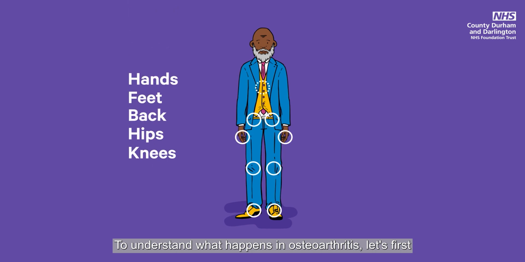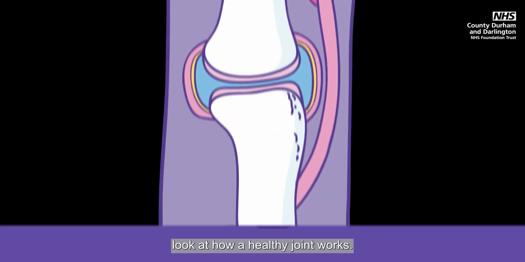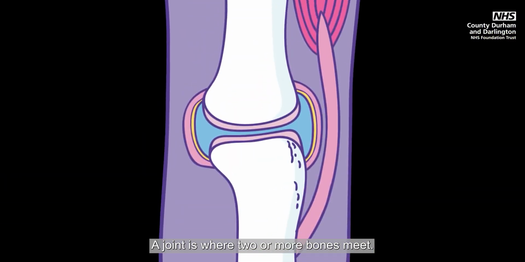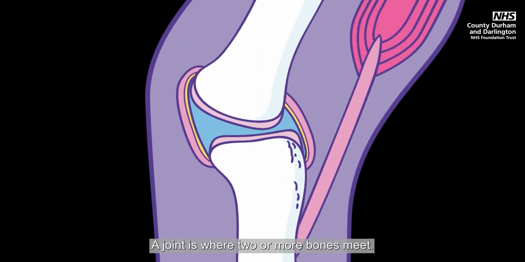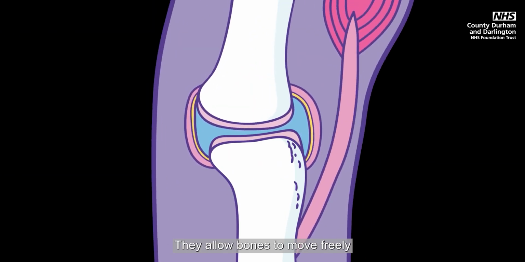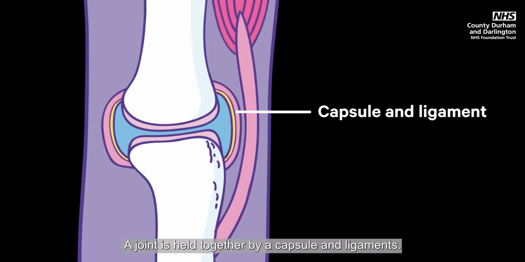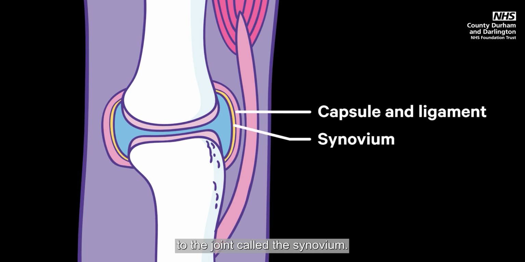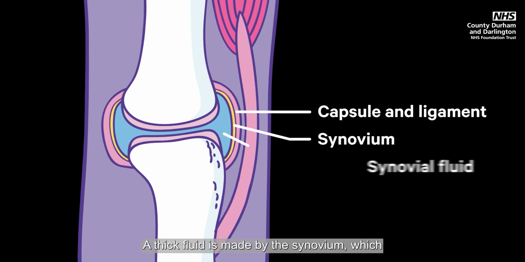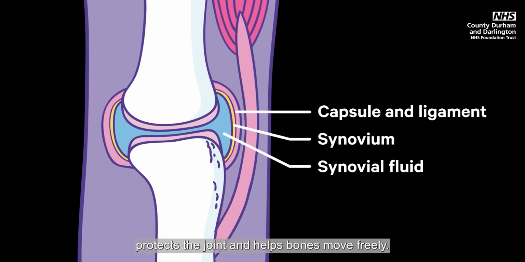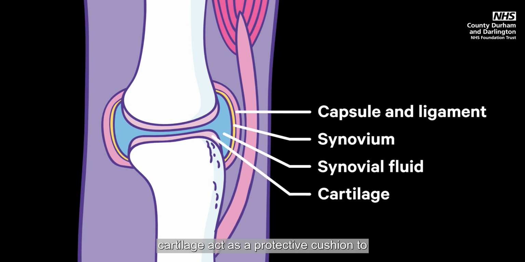To understand what happens in osteoarthritis, let's first look at how a healthy joint works. A joint is where two or more bones meet. They allow bones to move freely without letting them move too far. A joint is held together by a capsule and ligaments. There is a soft inner lining to the joint called the synovium. A thick fluid is made by the synovium which protects the joint and helps bones move freely. Thin layers of tough, slippery tissue called cartilage act as a protective cushion to stop bones rubbing against each other.